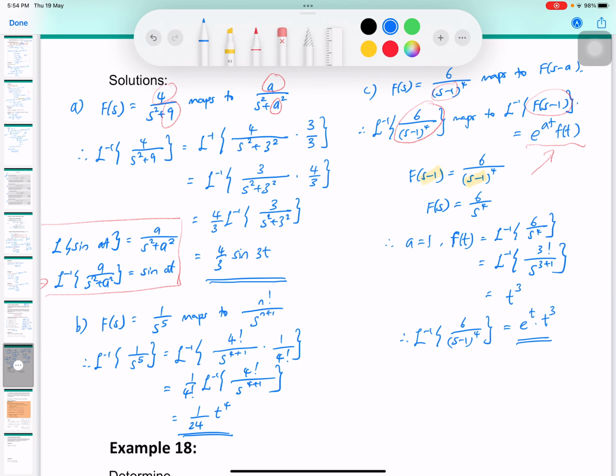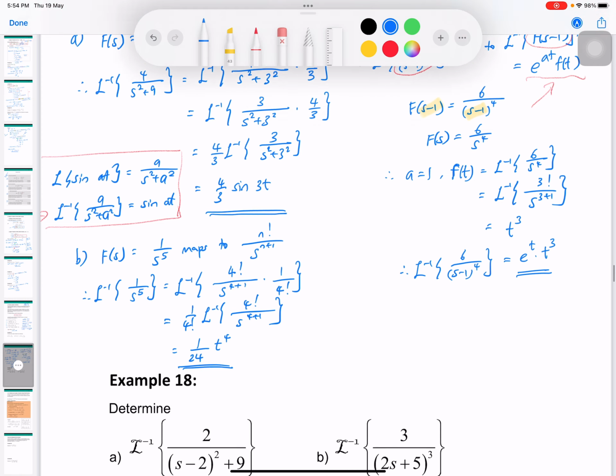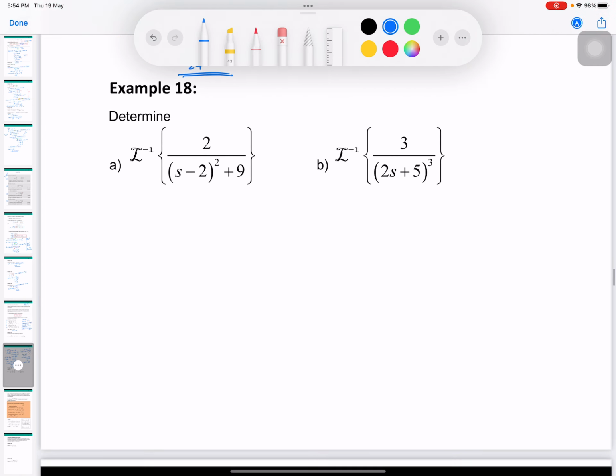Okay, so these 3 examples are quite easy, involving inverse Laplace. We have one more example down there. That is roughly the same, maybe a little bit more challenging. Inverse Laplace of 2 over s minus 2 squared plus 9. So we know that this maps to inverse Laplace of f. Again, this is s minus a, because of this, that's bound together. So a equals to 2.